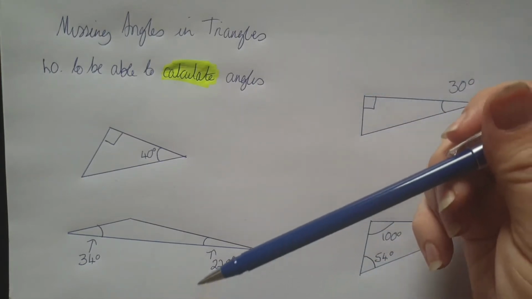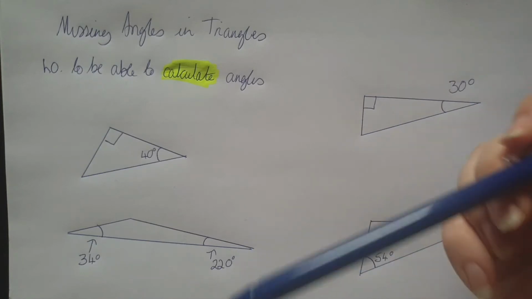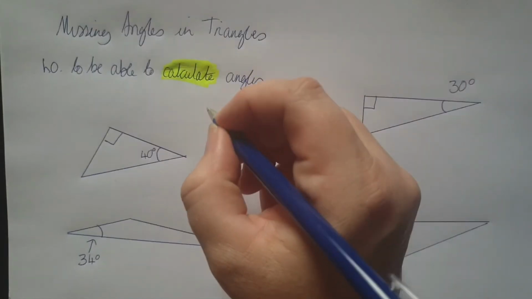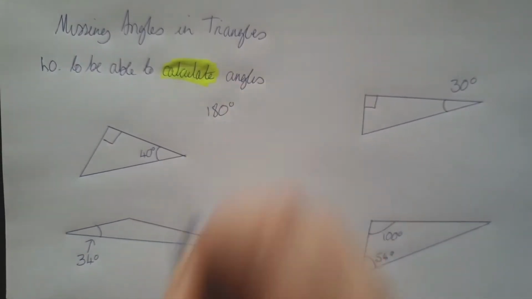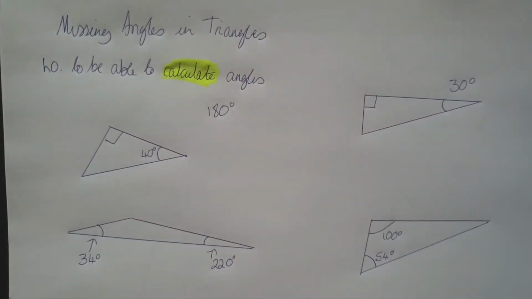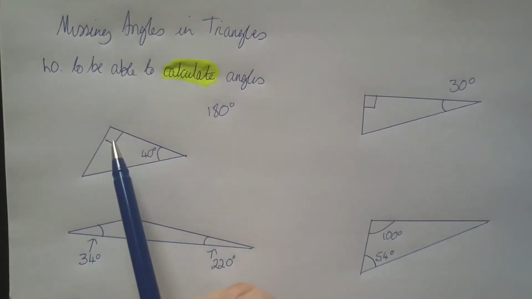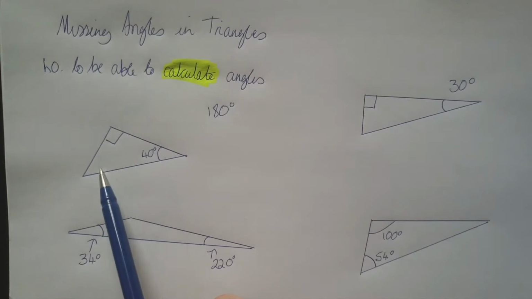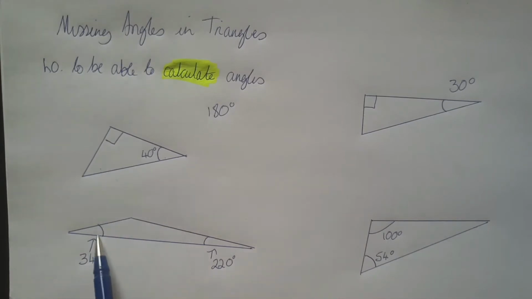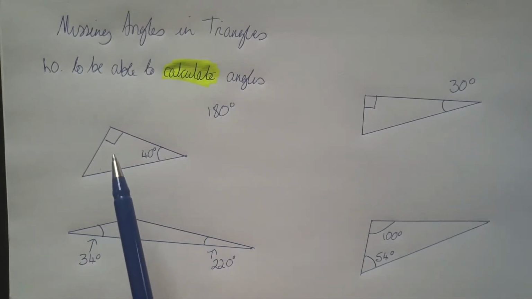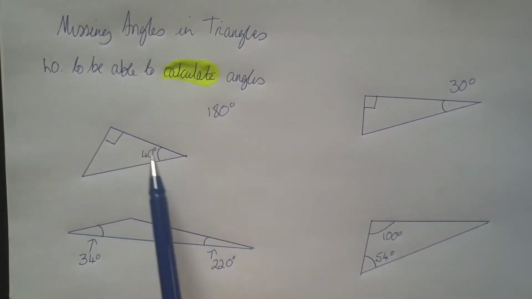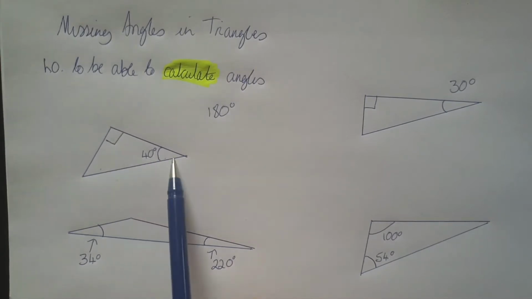So, first of all, we need to know our angle fact. And the important angle fact is that in a triangle, there are 180 degrees. Therefore, if we know that we have two of the angles, we can calculate the third. Here we have two angles and we can calculate the third. So our first step is to add up what we already know. This angle here and this angle here.